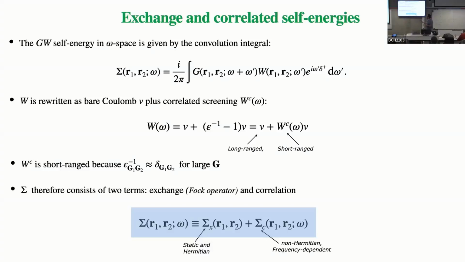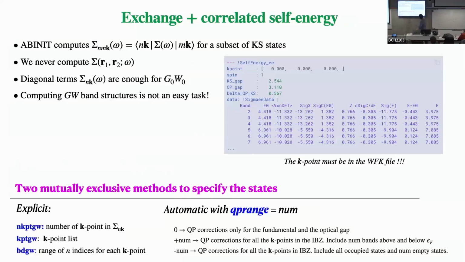If you use this decomposition of W in the self-energy and do the math, you can compute the convolution introduced by v easily, and this gives you the Fock operator. We call it sigma X, the exchange part, which is static and Hermitian. And then we have the correlation part, which is frequency dependent and non-Hermitian.